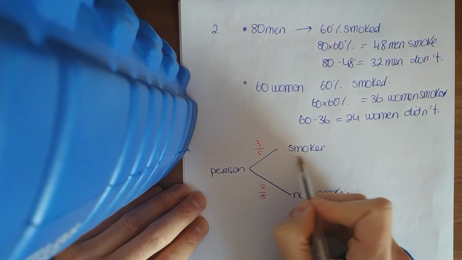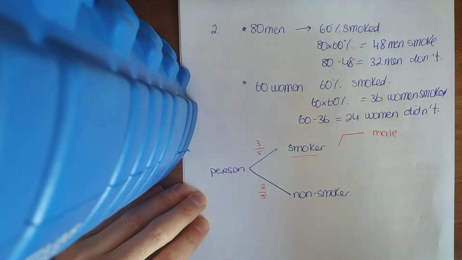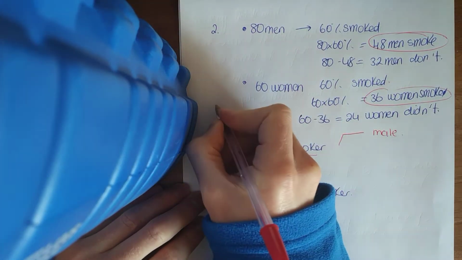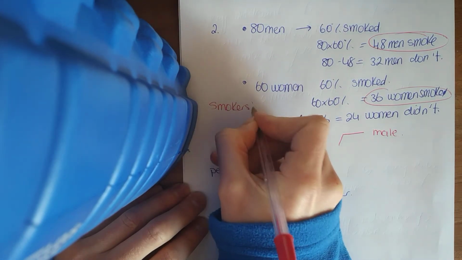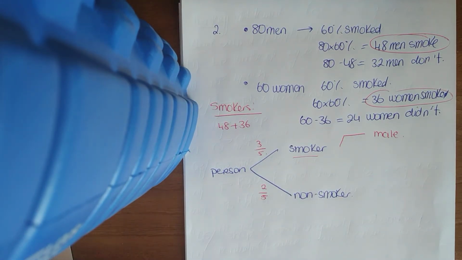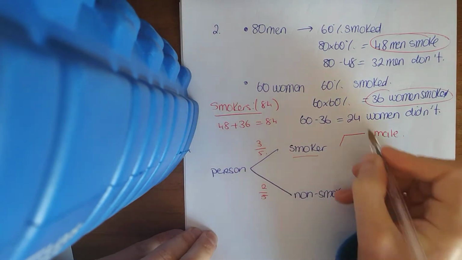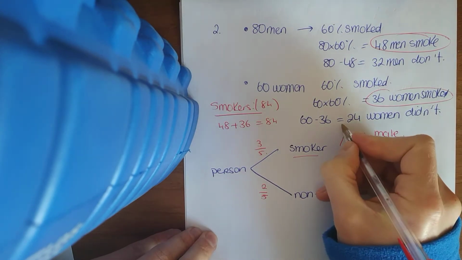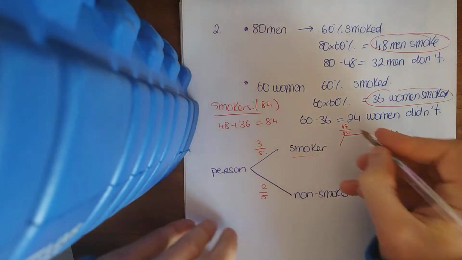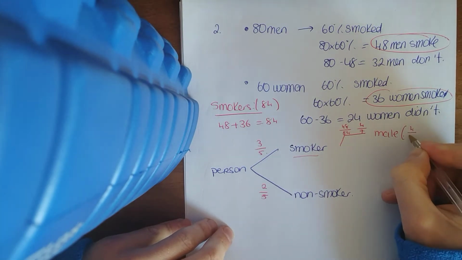Then, working with these smokers, the probability of being a smoker and being a male. So how many smokers have we got? So if we add up there, our 48 men who smoke and our 36 women who smoke, 48 plus 36, giving us 84 smokers. And therefore, to work out the probability of a man smoking, it's 48 over 84. And you throw that in your calculator, 48 over 84, and you get 4/7. 4/7 is the probability of a male who smokes.